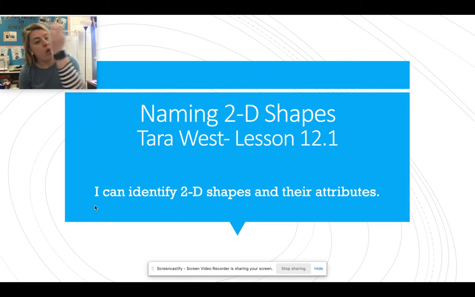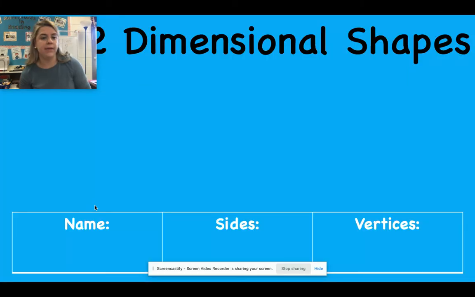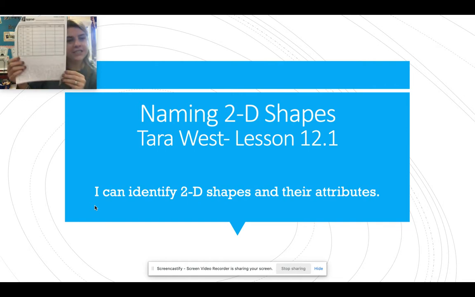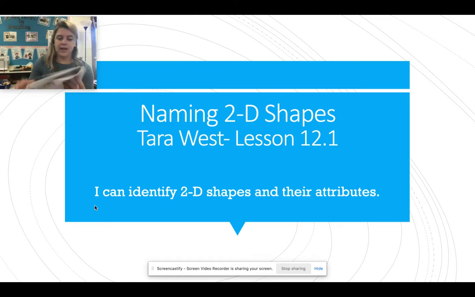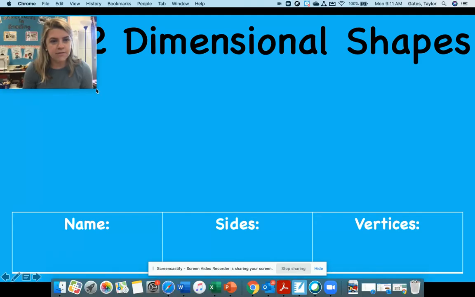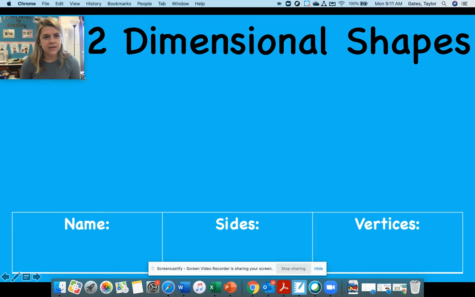All right. So we want to be able to name a shape just by looking at it and also by counting their attributes, or how many sides they have, how many vertices they have, things like that. I know these are a lot of words, but we're going to talk about them in just a minute. Like I said earlier, you should have your chart that looks like this. Now, here we go. Oh, I didn't make myself quite small enough. We want to be able to see that too.